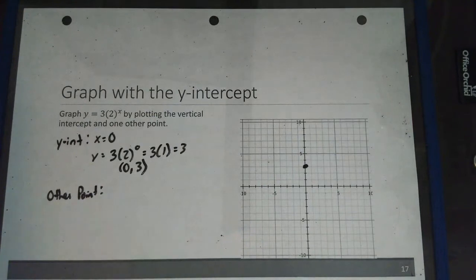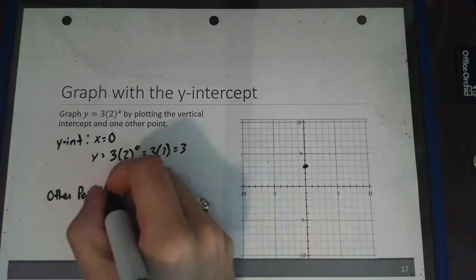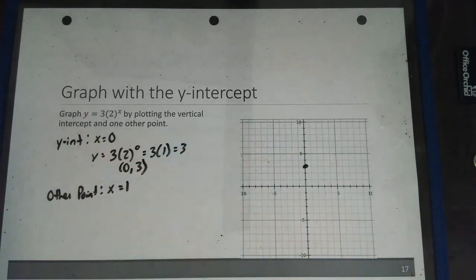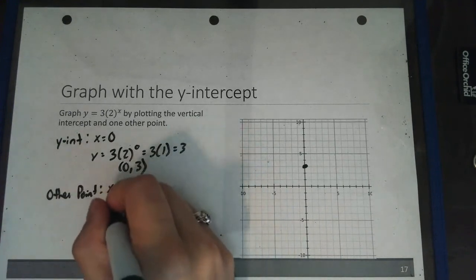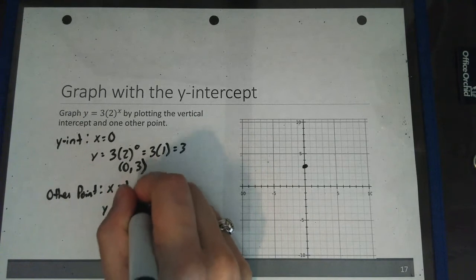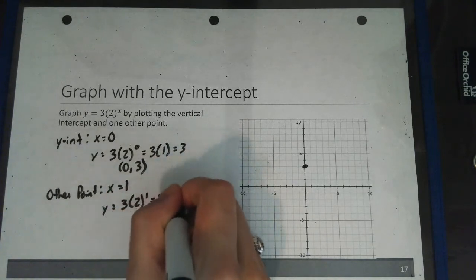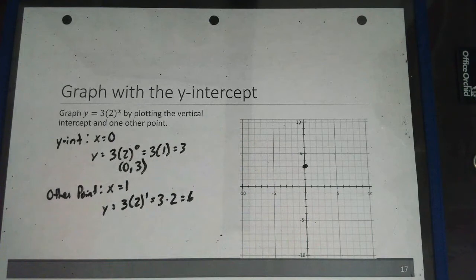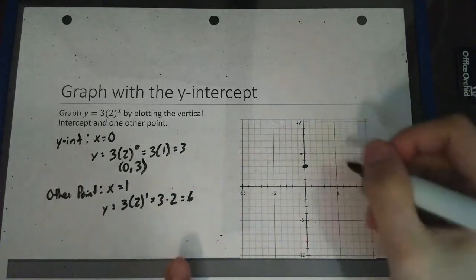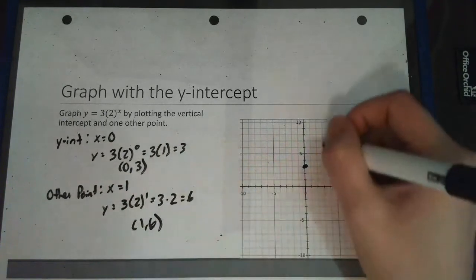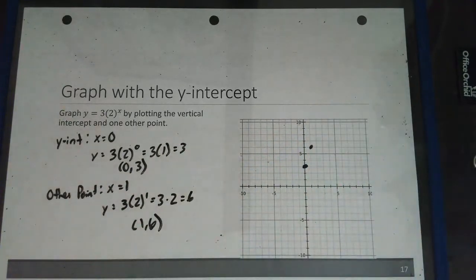We need another point. We can use any x value we want. It's totally up to you what you use. I try to use something close to my y-intercept so that I'm fairly certain it'll land on the graph. I like to use x equals 1 because it's a nice number. If I plug in x equals 1, then I'm going to have y is equal to 3 times 2 to the first power, which is 3 times 2, which is 6. So if I plot that, then I'll have 1 comma 6, which will be right here, and my open math will do the rest for you.